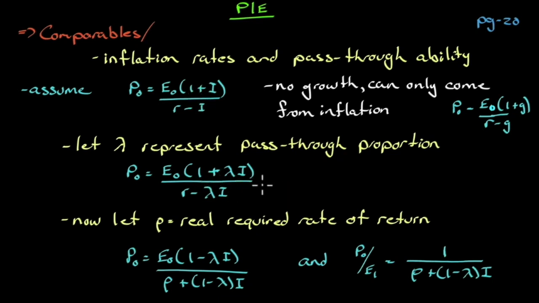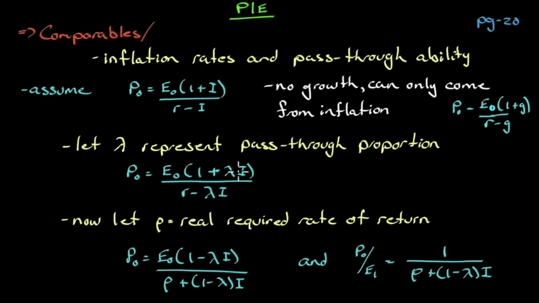Let's say that inflation is 2% up here. That means we have 1.02. Our earnings will grow at 1.02 or 2% because that's the rate of inflation. But let's say that lambda is 0.5. We can only pass through half of the increase. Well, this will be 1 plus 0.5 of 0.02. It'll be 1.01. And of course, our growth rate will be reduced as well. R minus, instead of 0.02, it'll be minus 0.01. So that's what lambda does.